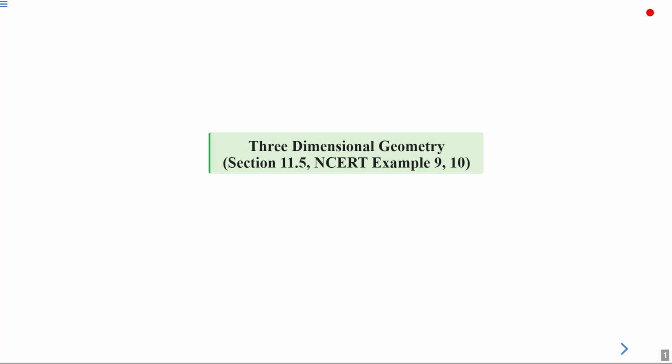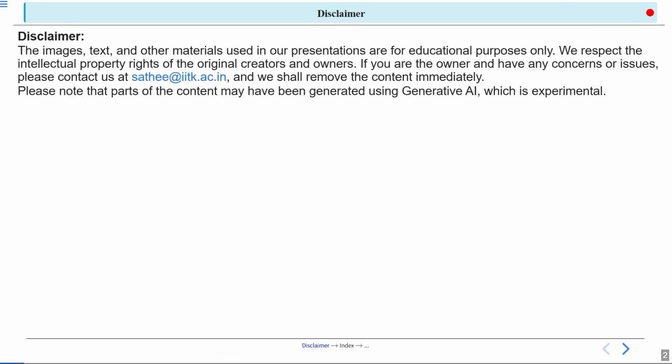Welcome students. Today we will explore section 11.5 NCERT examples 9-10 of three-dimensional geometry. So let's start. This is the disclaimer.